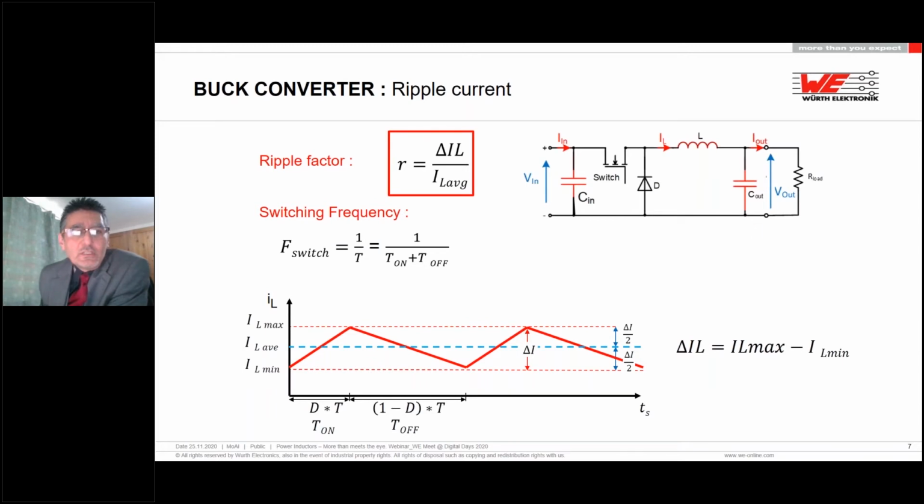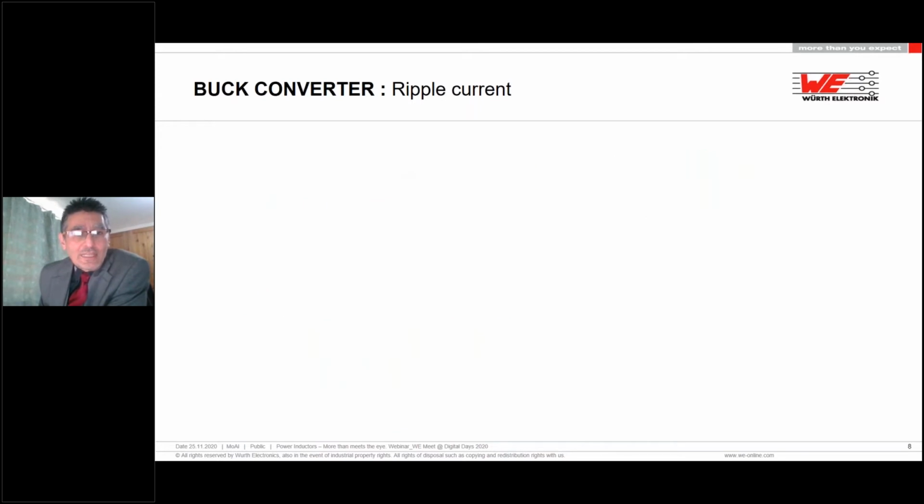The ripple current can also be rewritten, and this is just maths. There's nothing specific or special here. Rewritten as a factor, as a percentage number. The delta I divided by the average current flowing through the inductor is defined as the ripple current. So please just keep this value in the back of your mind. You will see it being presented on the next few slides, and I'll explain why we have done this. On the next slide, we will see the first parameter that impacts ripple.